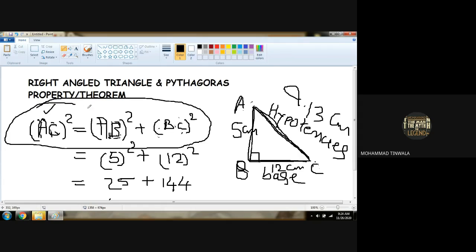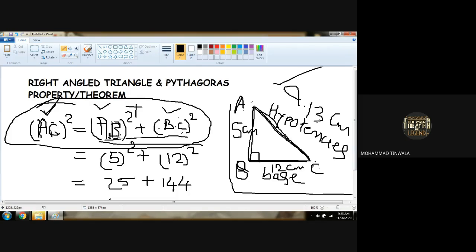Hypotenuse square is equal to square of two sides. The sum of square of two sides. Understood? Hypotenuse square ક્યારે મળે? જ્યારે બંને બેઝ અને પિલર જે હોય ને, જે બે સાઈડ હોય, this is pillar and this is base. Are you getting? Base and pillar, the sum of square of base and pillar is known as hypotenuse square. સમજાણું girls?